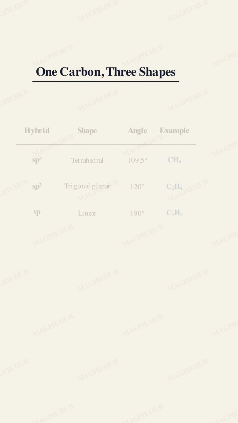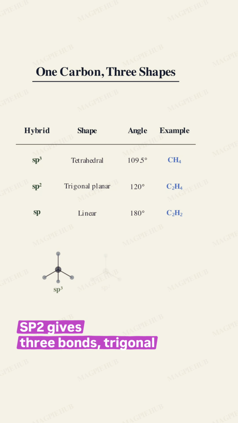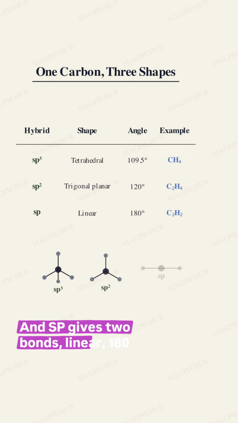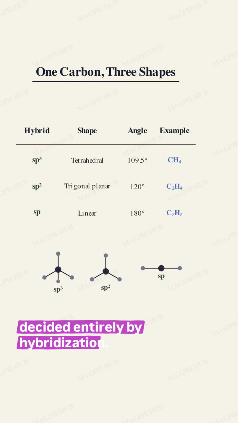Let's put it together. sp3 gives 4 bonds, tetrahedral, 109.5 degrees, like methane. sp2 gives 3 bonds, trigonal planar, 120 degrees, like ethene. And sp gives 2 bonds, linear, 180 degrees, like ethyne. Same carbon, 3 different shapes, decided entirely by hybridization.